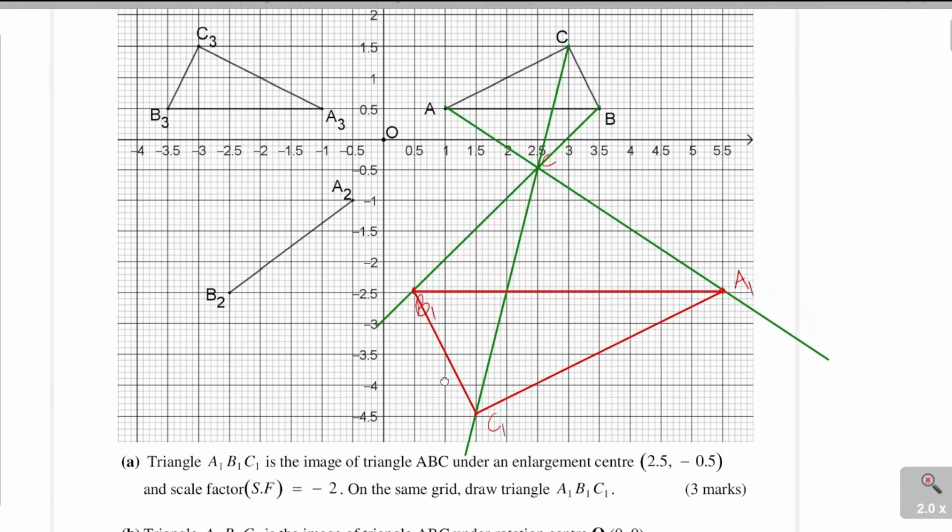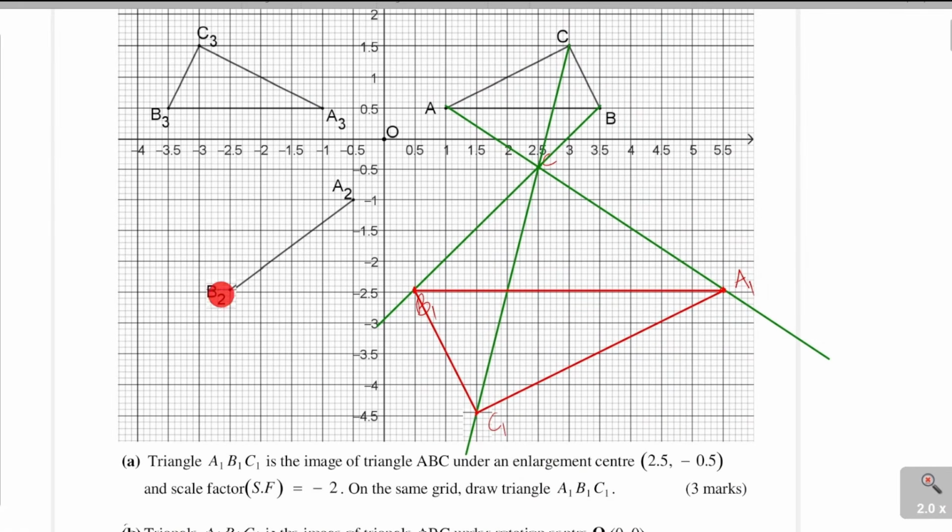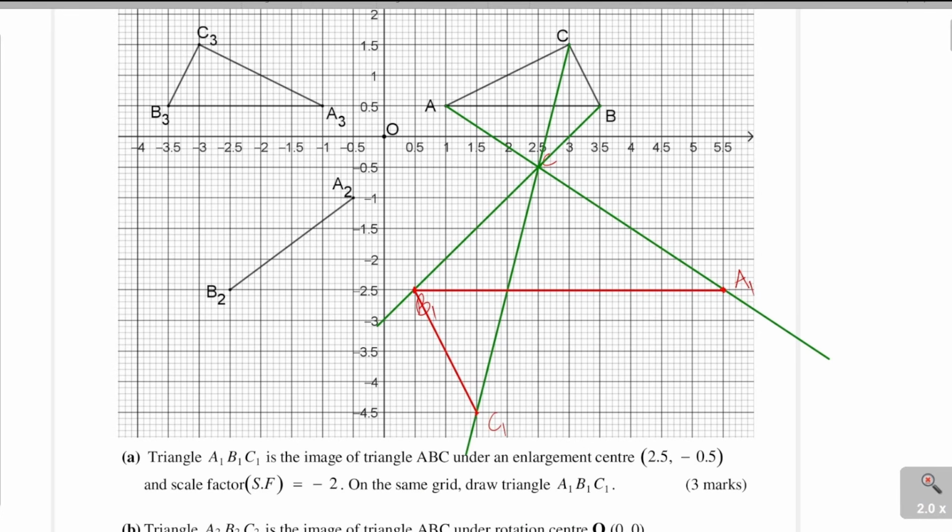So let's look at this. You can see it is not yet complete. We have B2, A2, and C2 is missing. That is what we need to get. Now, to get the angle of rotation, you have the center of rotation, and A2, B2, C2 is the image of ABC under rotation. We just need to join the corresponding points and the image.